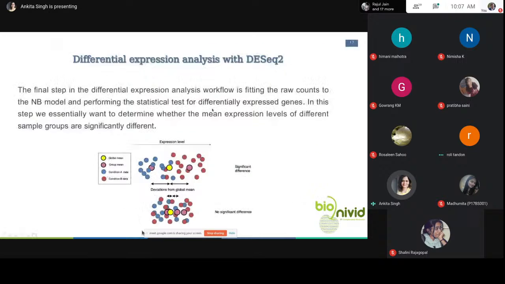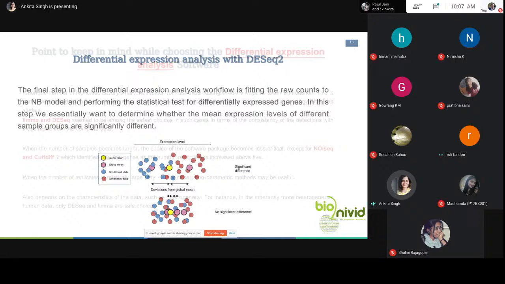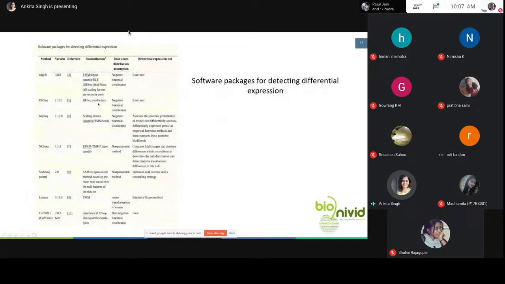Differential expression analysis with DESeq. Like I said earlier, DESeq uses a negative binomial model for performing a statistical test for differentially expressed genes. From this table, we can see that DESeq uses the DESeq size factor normalization method, which is a mean geometrical normalization method used to normalize the data. The read count data assumption is made on a negative binomial distribution, and the differential expression test which is performed is an exact test.